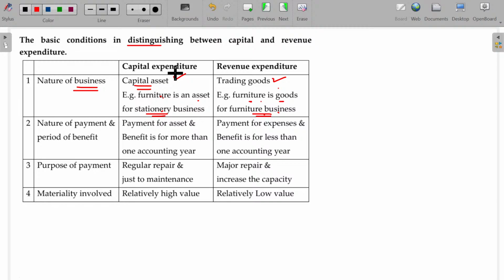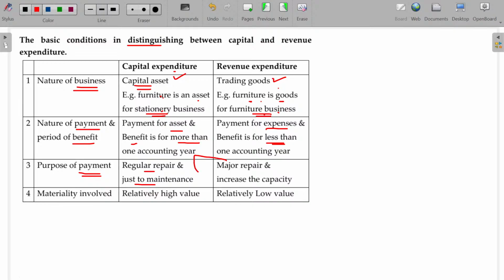Now, nature of payment and period of benefit. Payment for an asset where the benefit is more than 1 year, then it is capital expenditure. Payment is for expenses, but benefit is less than 1 year, then it's a revenue expenditure. Purpose of payment, regular repair and just to maintain.